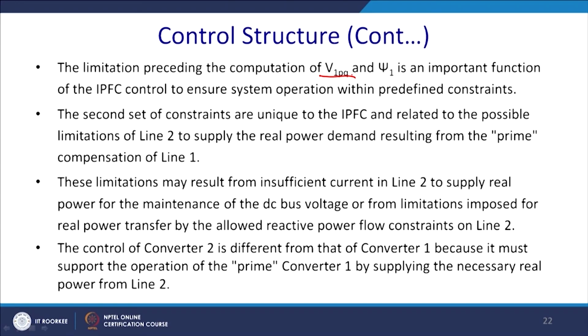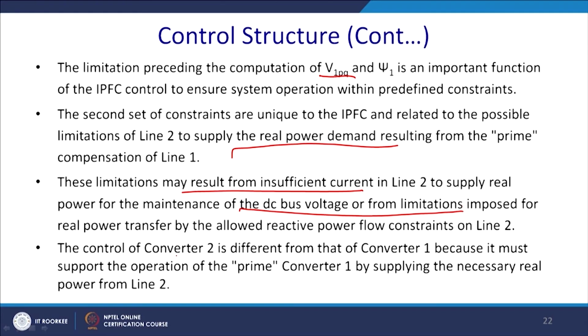The second set of constraints, which are unique to IPFC, are related to the possible limit of line 2 to carry the demand of the prime line's compensation. These limitations may result in insufficient current in the line to supply the real power to maintain its DC bus voltage, given the limitation imposed by the real power. So, this is a unique feature that has to be considered while designing the IPFC.